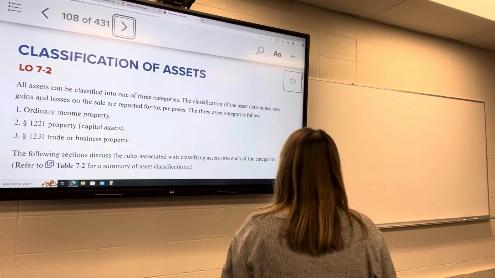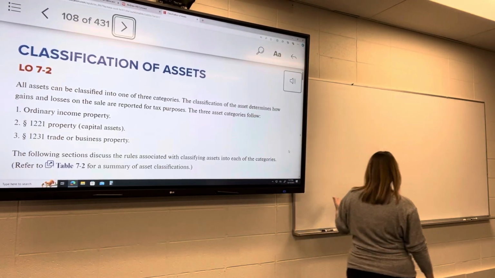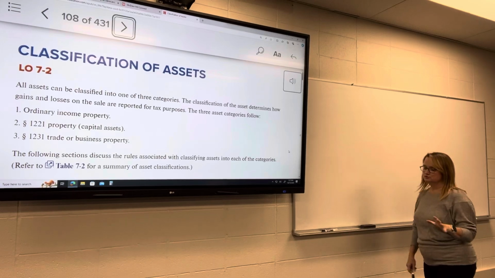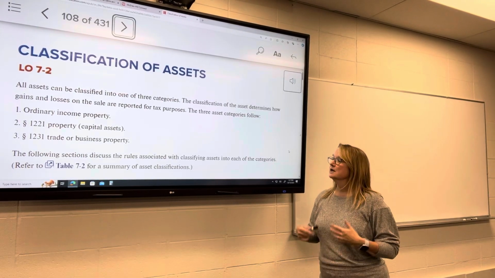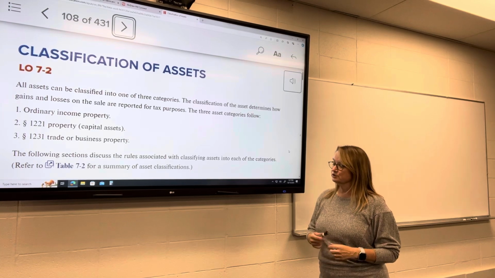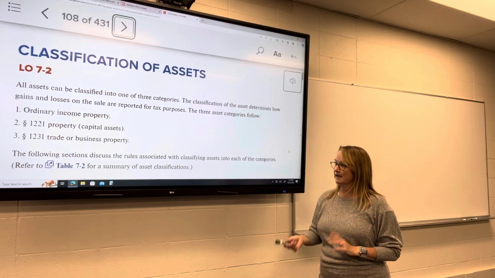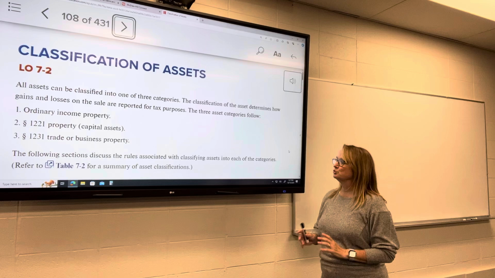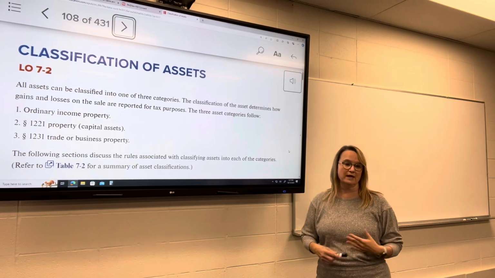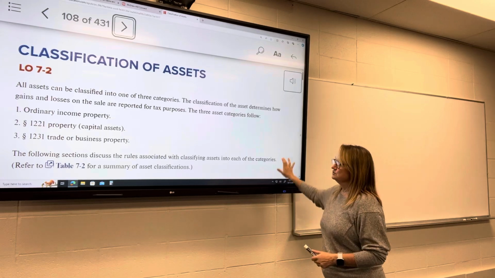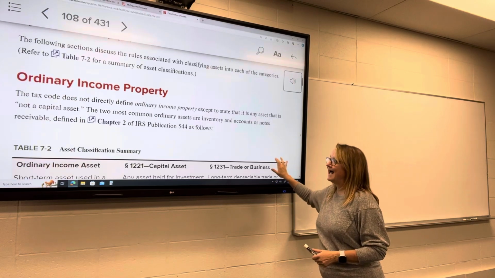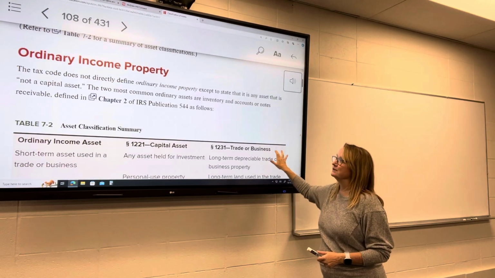Okay, so we're talking about these classifications of the assets, and I had already, in the introduction, told you what those were. We've got ordinary income property, 1221 property, which is capital assets, so that would be on the Schedule D. 1231 trade or business property, that would show up on the Form 4797. All right, so ordinary income property is actually pretty easy.